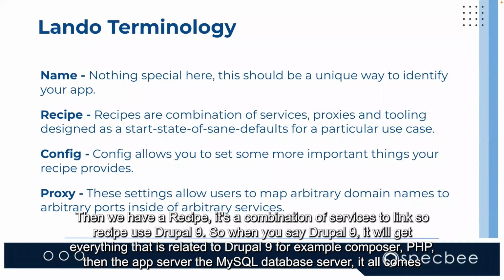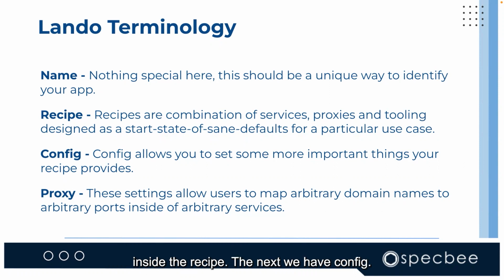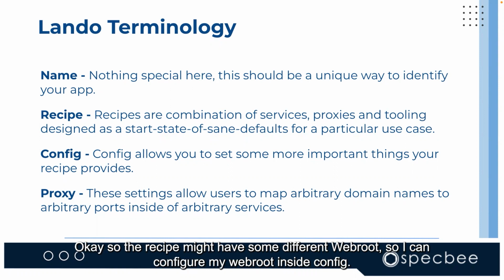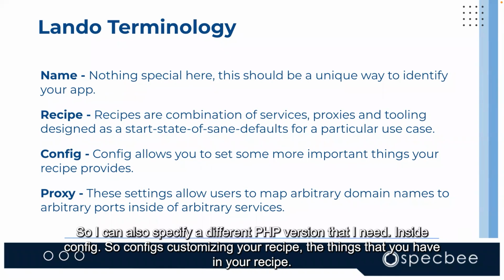Then we have recipe. A recipe is a combination of services and tooling. In recipe, we have used Drupal-9. When we say Drupal-9, it will get everything that is related to Drupal-9, for example Composer, PHP, the app server, and the MySQL database server. It all comes inside the recipe. Next we have config. Config is the additional configuration that you need for your recipe. The recipe might have a different web root, so I can configure my web root inside config. I can also specify a different PHP version that I need inside config. So config is customizing the things that you have in your recipe.